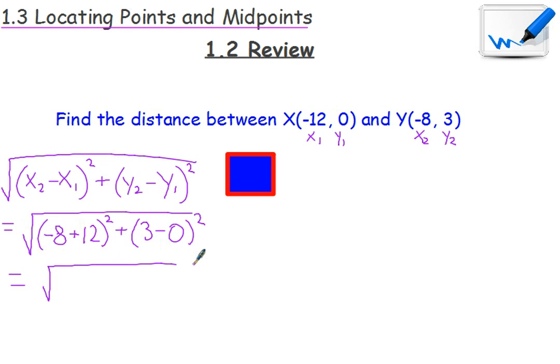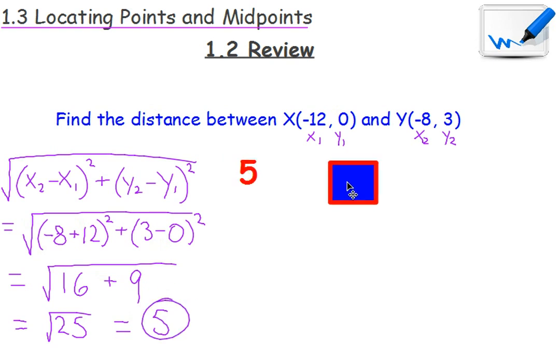From there, if we add these, we get 4. If we square that, we get 16. Over here, 3 minus 0 is just 3. 3 squared, we get 9. If we add those, we get the square root of 25, which is a perfect square. So our distance here would be 5. Great job if you got that.